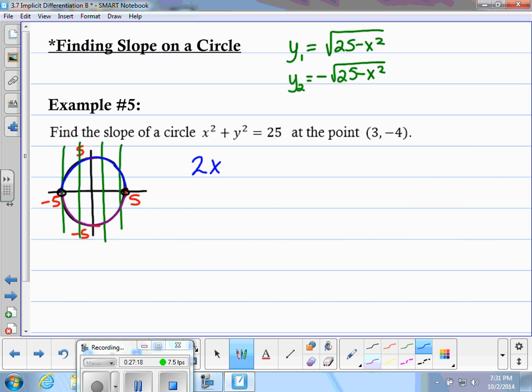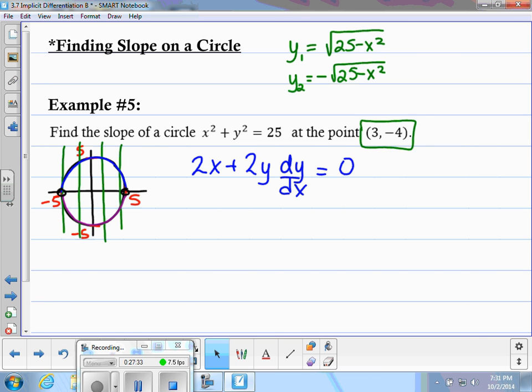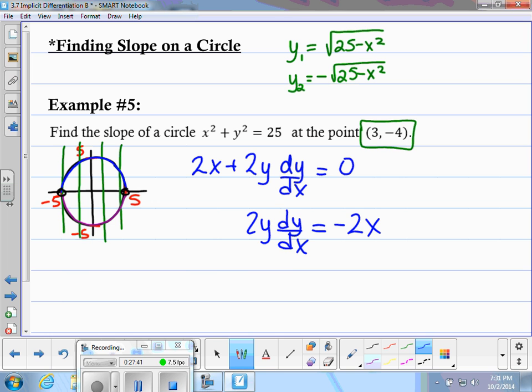So I get 2x plus 2y dy dx equals 0. And I'm finding the slope at a certain point, right? So at some point, I'm going to go ahead and plug in my x, and I'm going to plug in my y. All right, so isolate the dy dx. So I move over the 2x by subtracting it. And now I have to get rid of the 2y, and I'll do that by dividing it. So negative 2x divided by negative 2y.